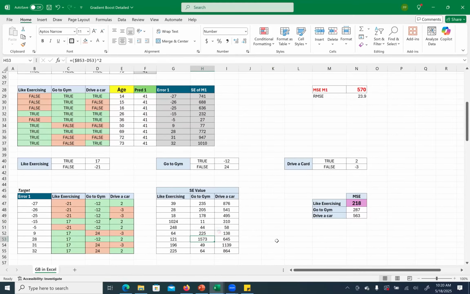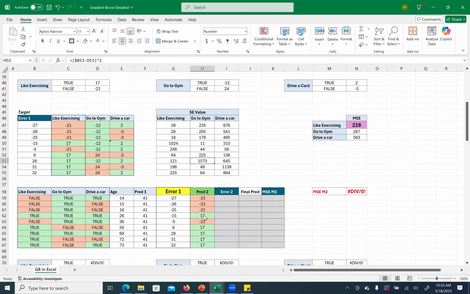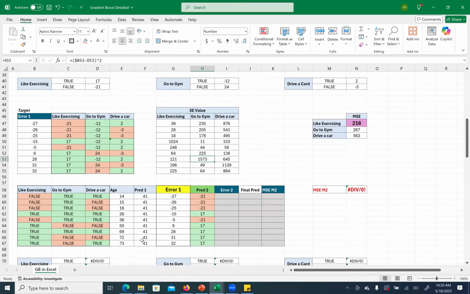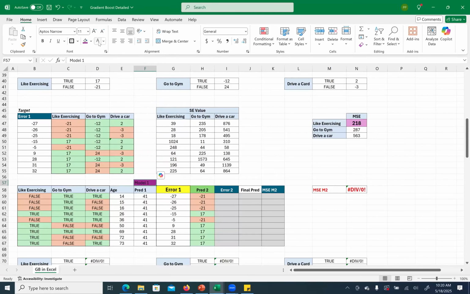So again, we'll take the average of all those for exercising. Yeah, let's see in the next step what will happen. So using prediction one, what was prediction one? This is our model one. You can say this is my model one. Which one is my model two? My model two is this.